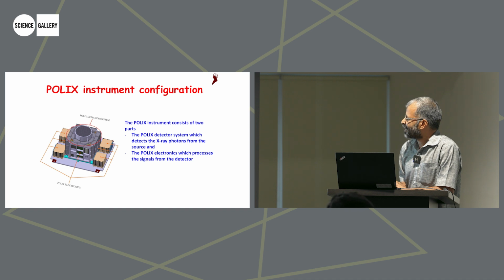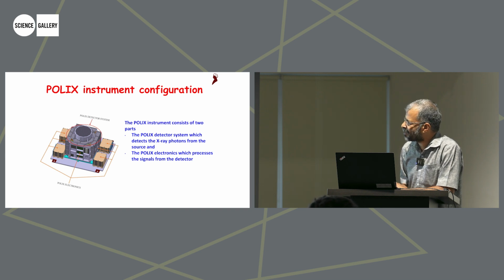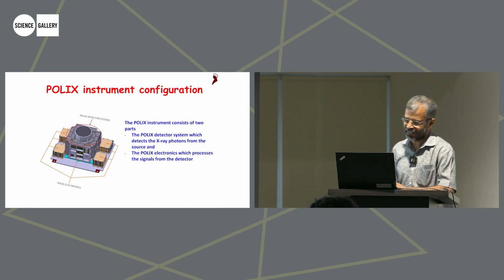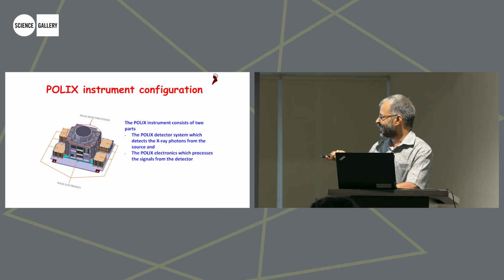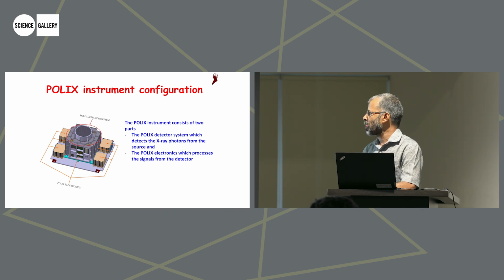So, this is the instrument configuration. You can see the detectors over here. This is 1, 2, 3, 4 detectors, and this is a collimator, and the detectors have the front end electronics right next to them, and there is a processing electronics. They are sitting slightly away from that to process the signals from the 4 detectors. We will see them in detail later.